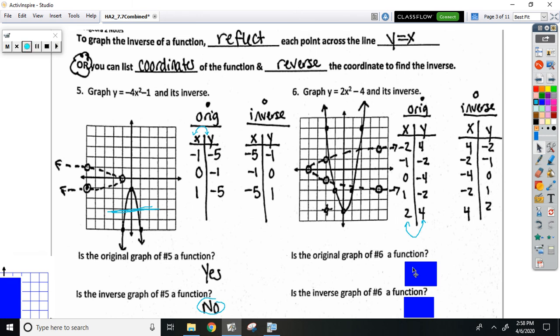Same questions. Is the original graph a function? So the solid one, is it a function? Yes, it is. It passes the vertical line test. Is the inverse a function, the dotted line? No. This would fail the vertical line test.